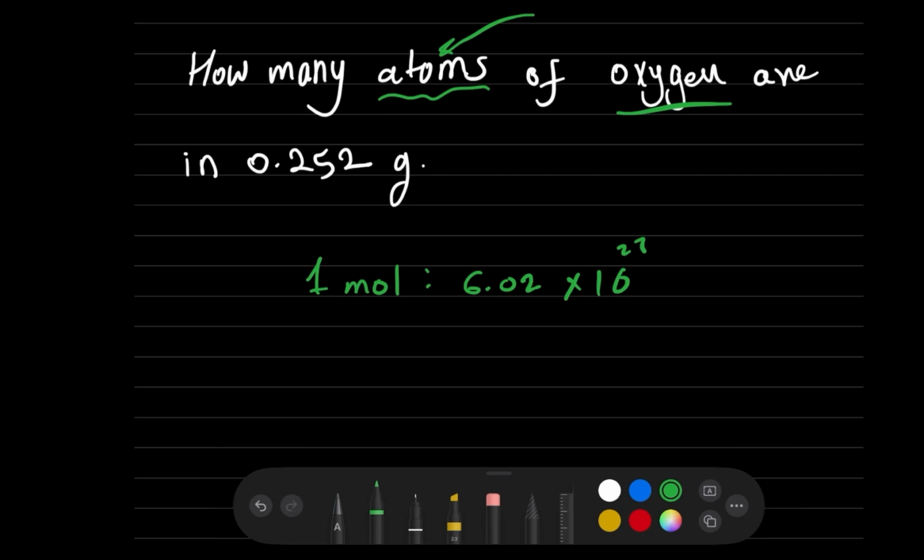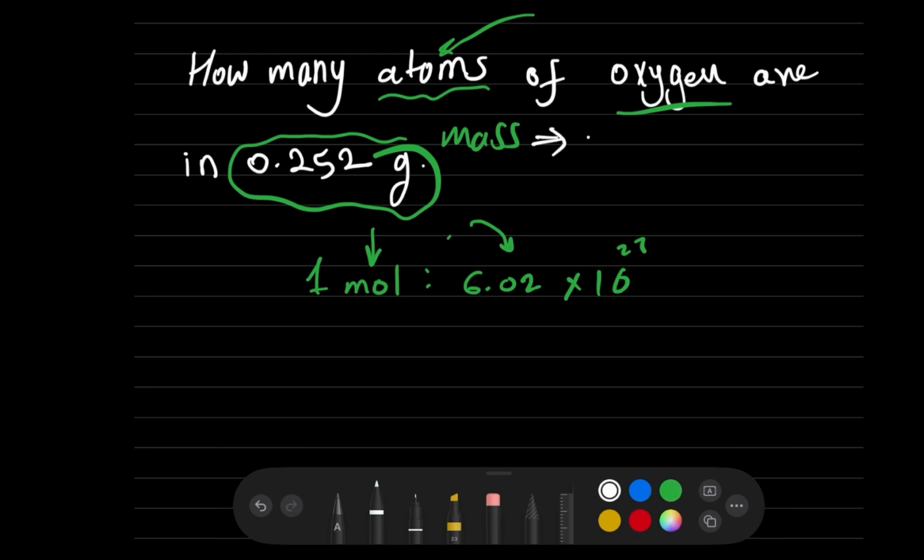But what is the given information? I'm given the grams, which are the mass. So I need to calculate the moles at this point in order to calculate the number of atoms. So how can I change the mass to moles? By dividing over the AR.